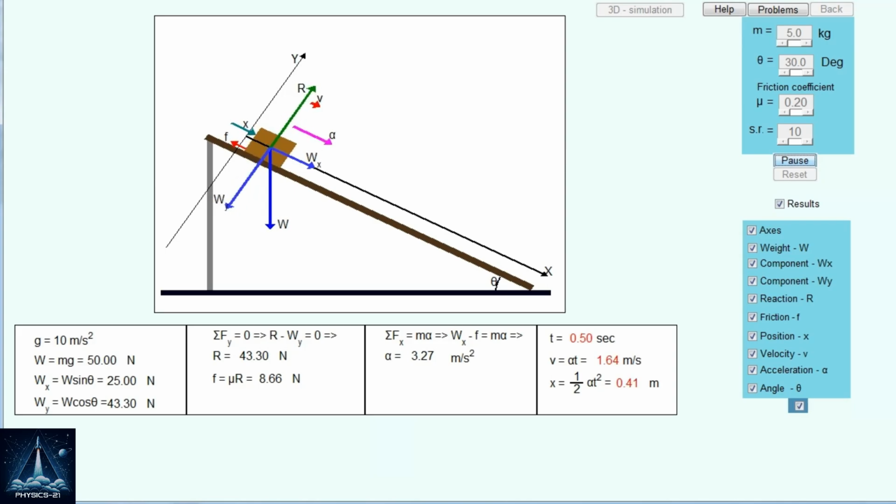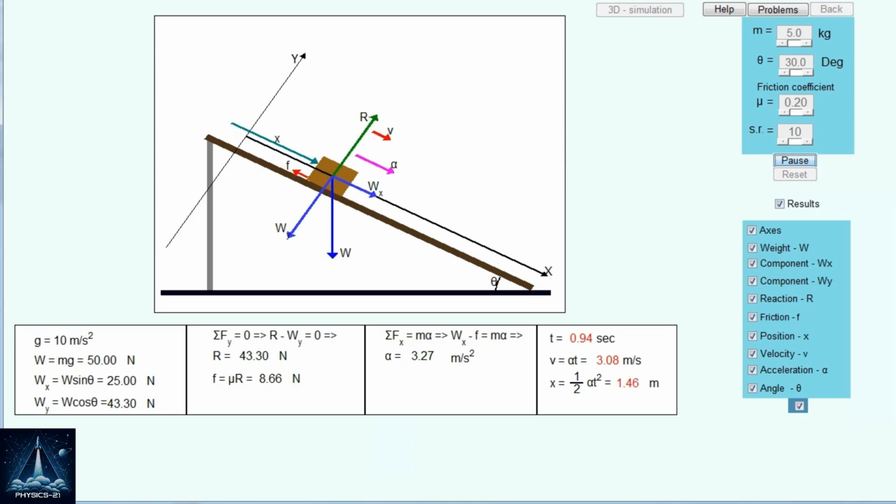In the results table, application of Newton's first law on the y-axis and the calculation of reaction R, calculation of friction F, application of Newton's second law on the x-axis and the calculation of acceleration A, equation of the body's velocity and its corresponding value, equation of displacement of the body and its corresponding value.